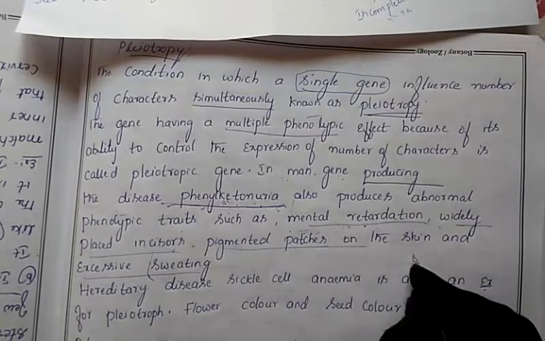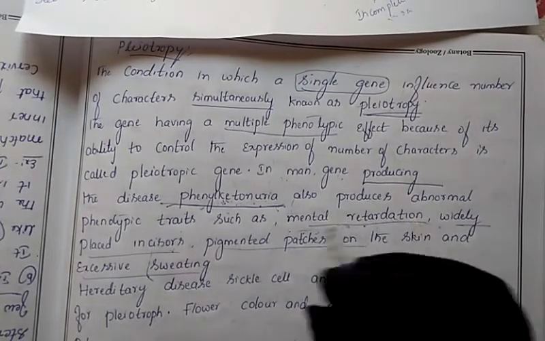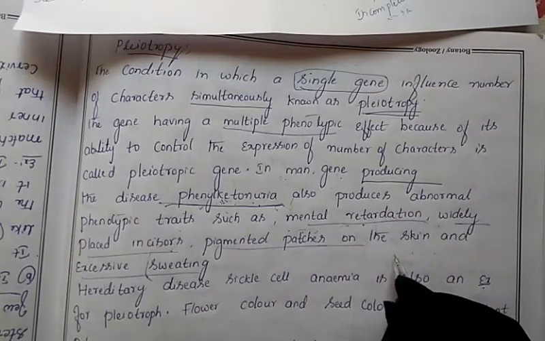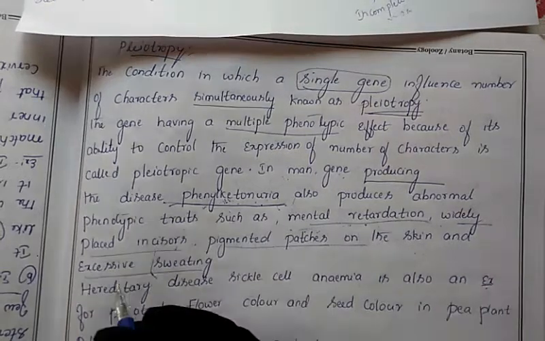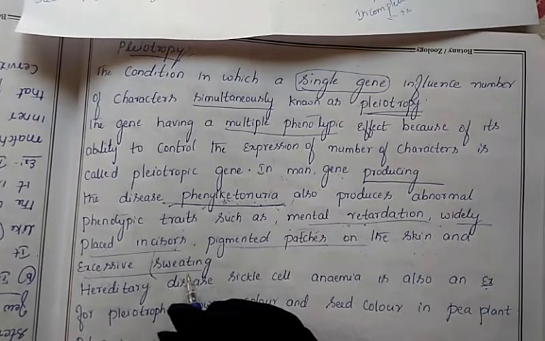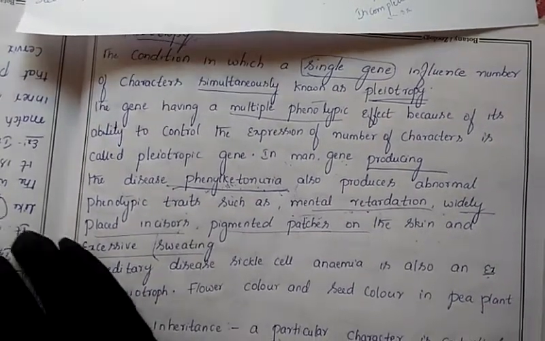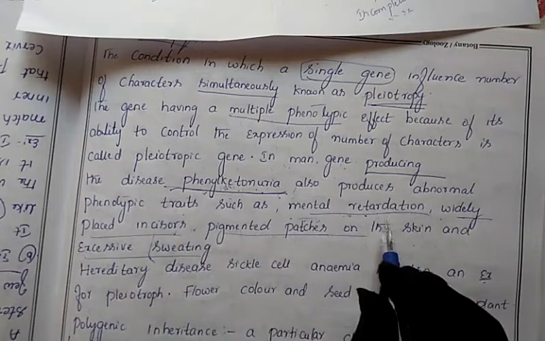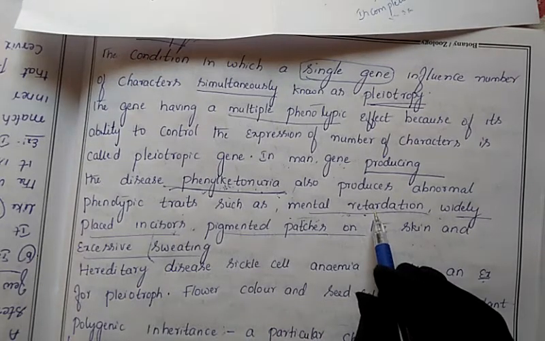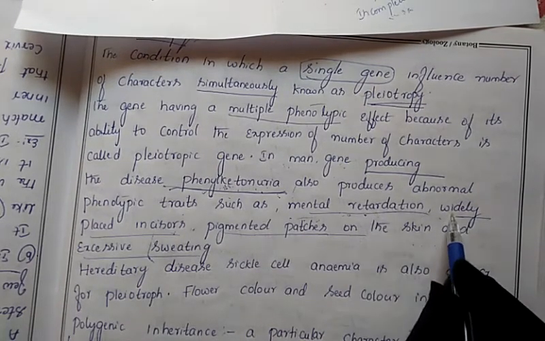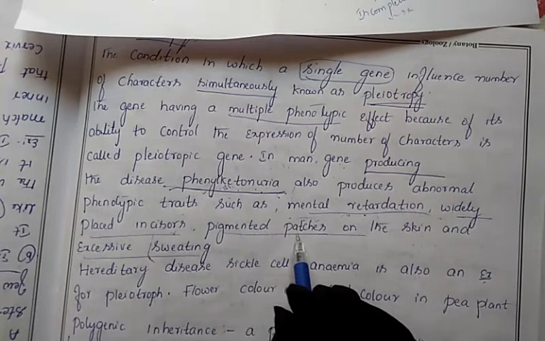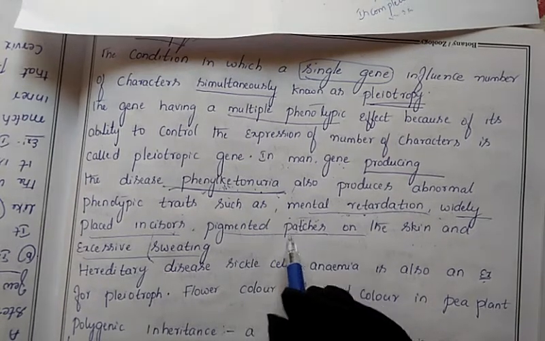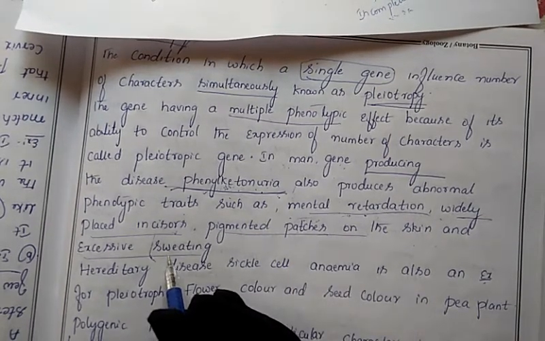And there are also pigmented patches on the skin. White color patches will appear on the skin. And excess sweating will be present. So these are the phenotypic characters. Mental retardation is one phenotypic character, widely placed incisors is one, pigmented patches is one, and excess sweating is one.